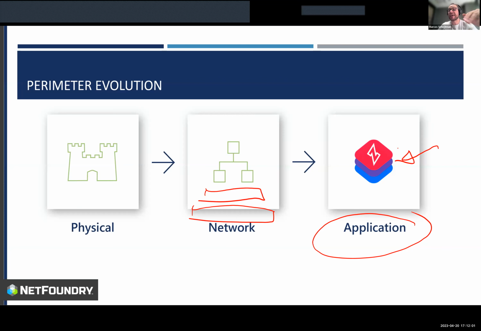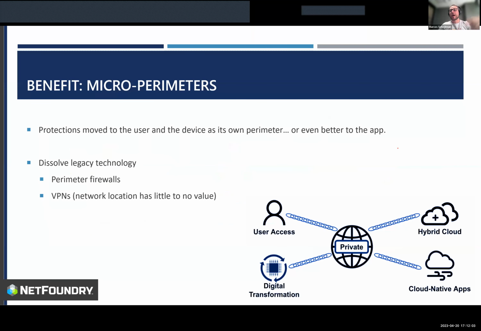It's the application right now, right? And this came with lots of benefits, right? When we start to acknowledge that the application is a real perimeter, we're going to be able to create something called microperimeters. And that is going to help us because we're going to start reducing the surface of attack that the attackers may have, right? We are going to dissolve legacy technology, VPNs, right?